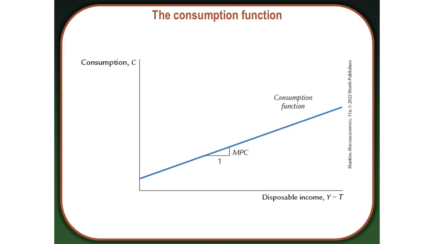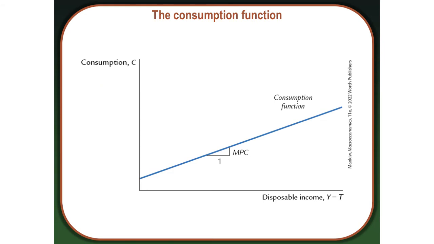Just real quickly, you've seen this before in Principles of Macro, but the consumption function, if we were to graph that mathematical relationship on the previous slide, with disposable income on the x-axis and consumption on the y-axis, we would get an upward sloping relationship that looks something like this. As disposable income gets larger, the amount you're consuming gets larger in a predictable fashion.